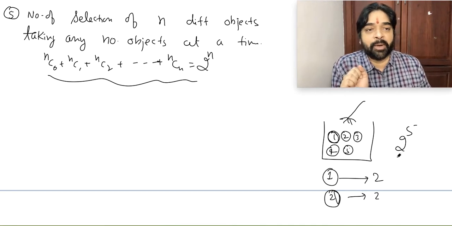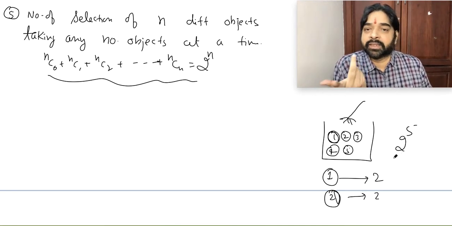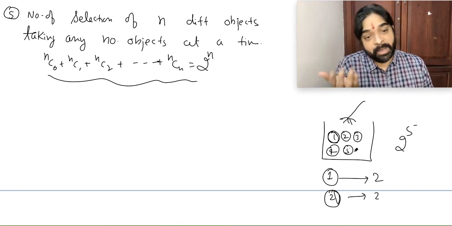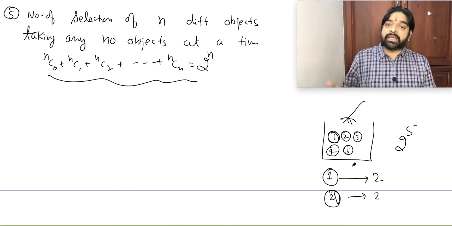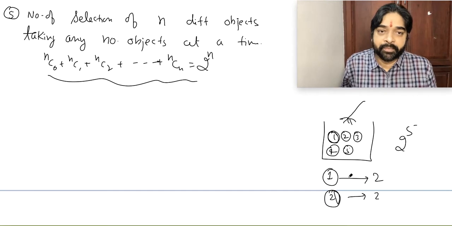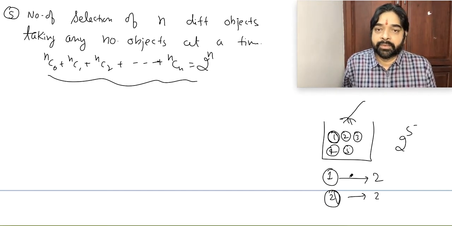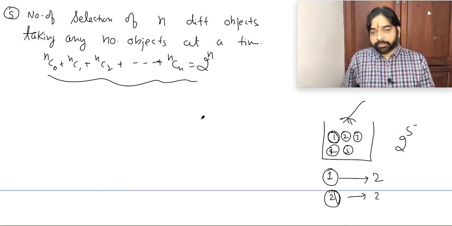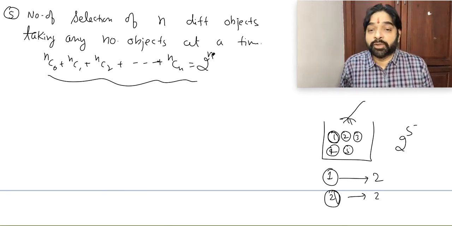Did you understand the point? In this, anything can happen. Maybe all are not going. Maybe some are going, some not going. Because all the possibilities I considered. Understood everybody? So, that's why this value is equal to 2 power n.